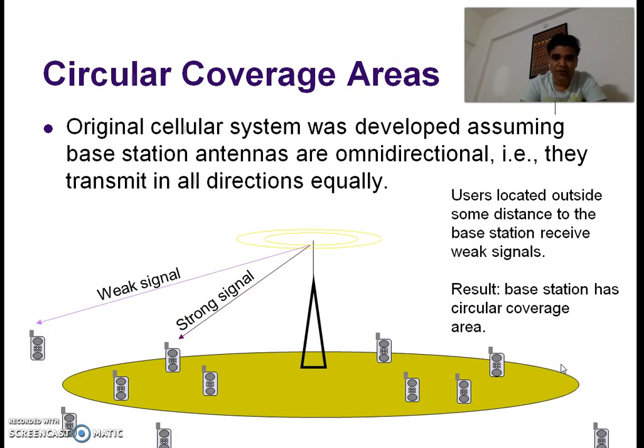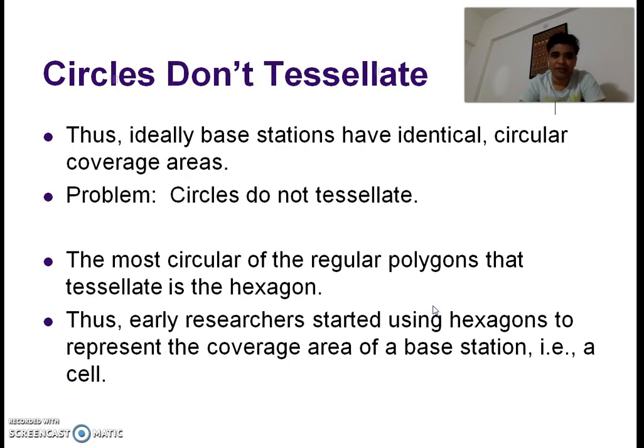The original cellular system was developed assuming base station antennas are omnidirectional, that they transmit in all directions equally. Users located outside some distance from the base station receive a weak signal. Those nearer to the base station will receive a strong signal. Thus, ideally, base stations have identical circular coverage areas.